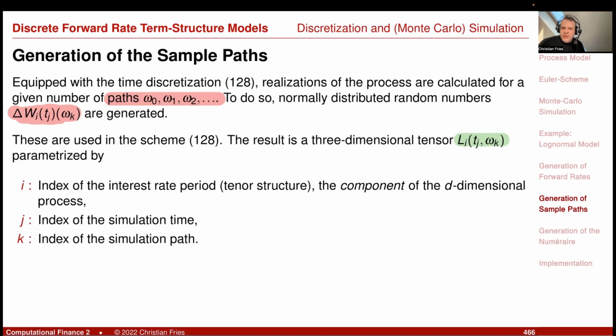Sometimes I use also K for the factors, delta WK. So that's maybe a bit ambiguous. So this is not the same I as this. Then I use omega L, but you see I'm slowly getting out of letters for the indexing.